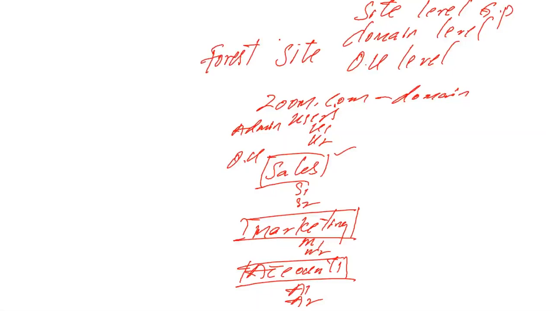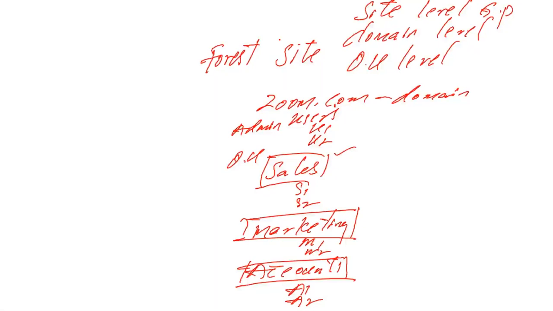So in the last class we saw how to create the OU, how to apply OU level policy, domain level policy, and site level policy. We also saw the hierarchy of group policy, and how to block the top level policy on the lower level by using block inheritance.